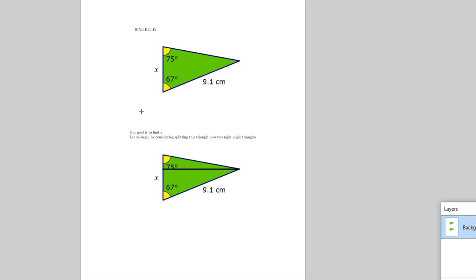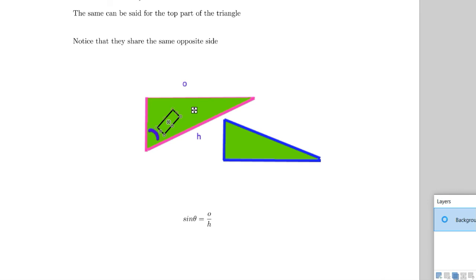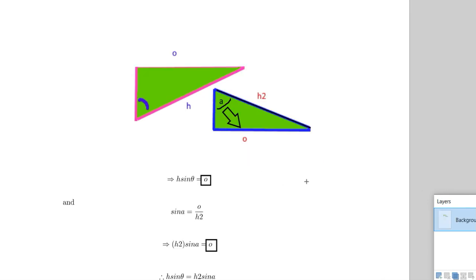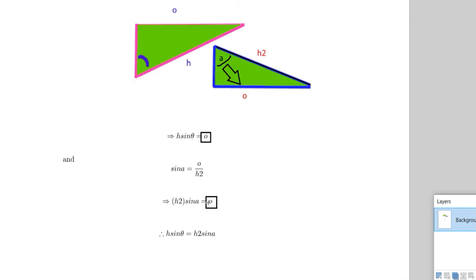They are both equal. So when I am comparing h sine theta and h2 sine A, they are both equal to opposite. That side and this side are opposite. Once you know they are equal, then we can make this equal as well. We can say h sine theta is equal to h2 sine A. And we get a lovely little rule that we can call the sine rule.